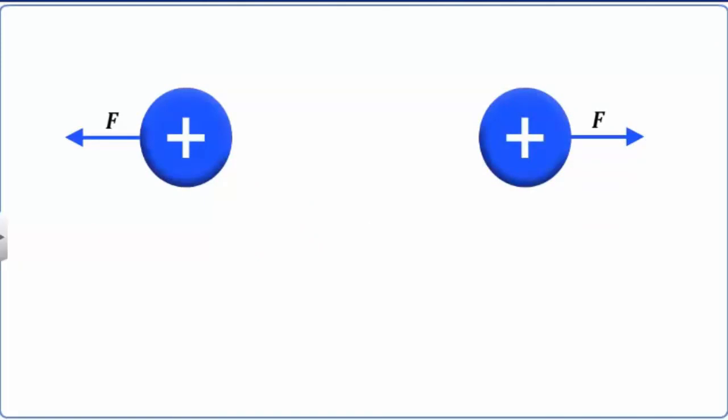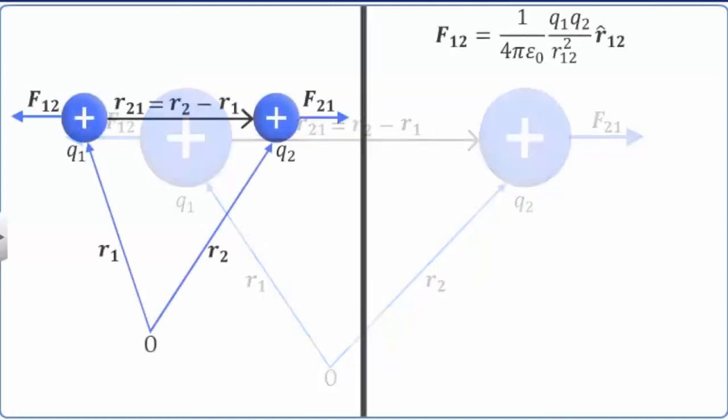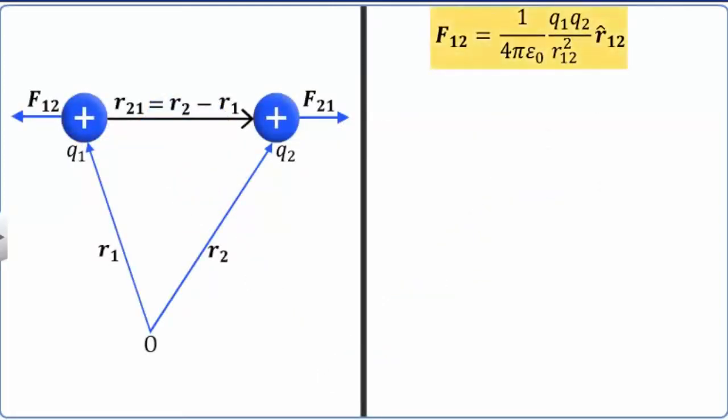Let the charges Q1 and Q2 be at positions specified by the position vectors R1 and R2 with respect to the origin O. The vector R21 is equal to R2 minus R1 joins Q1 and Q2. The force on Q1 due to Q2 is F12. The force on Q2 due to Q1 is F21. In vector form, we can express Coulomb's law as shown.